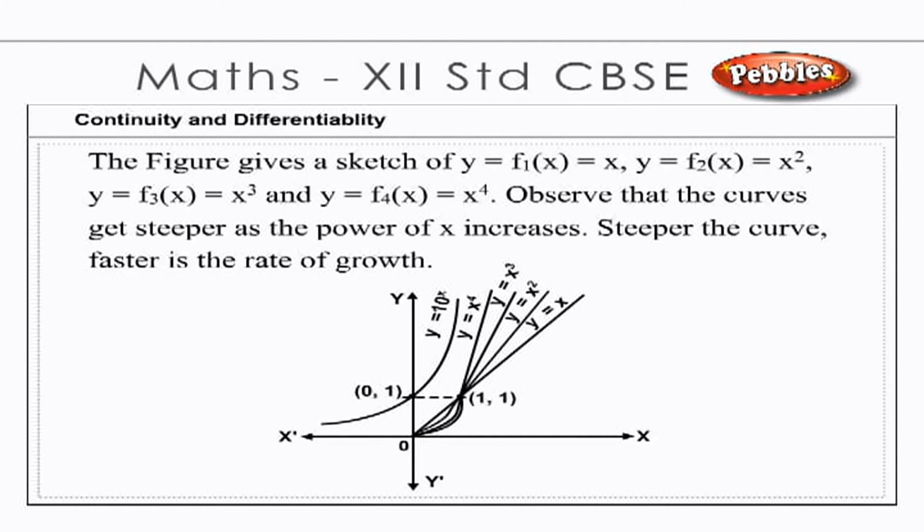The figure gives a sketch of y = f₁(x) = x, y = f₂(x) = x², y = f₃(x) = x³, and y = f₄(x) = x⁴. Observe that the curves get steeper as the power of x increases. Steeper the curve, faster is the rate of growth.